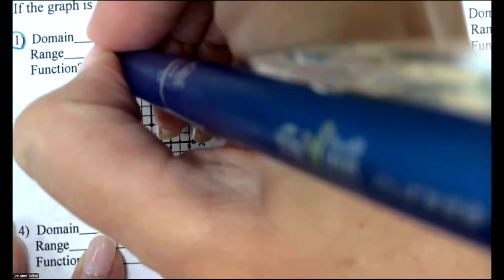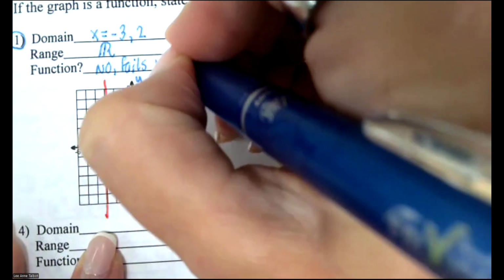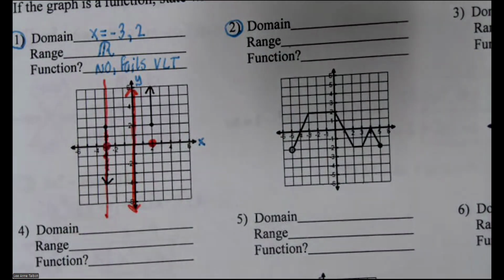So you say no, fails vertical line test. If this is hard, it's okay. We're going to do it slowly over several days. It's just that important.